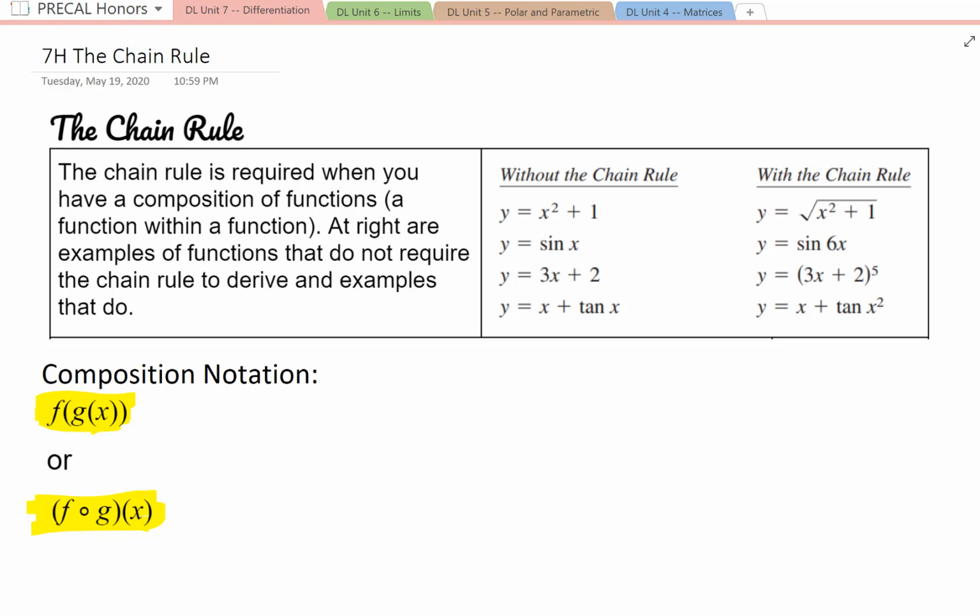So let's talk about what kind of differences we see here. So this is x squared plus 1. That does not require the chain rule. But when we've put an entire square root over the quantity x squared plus 1, then yes, it requires the chain rule.